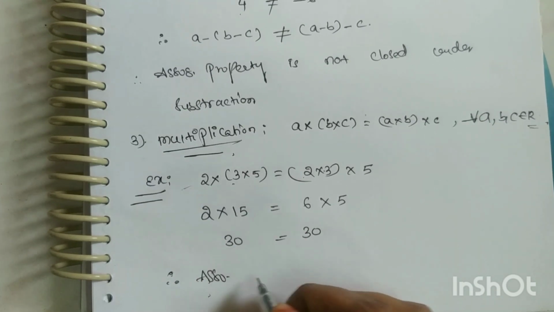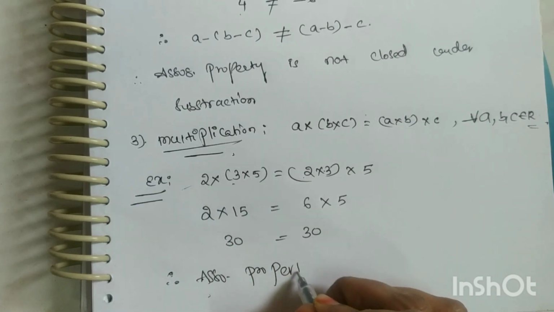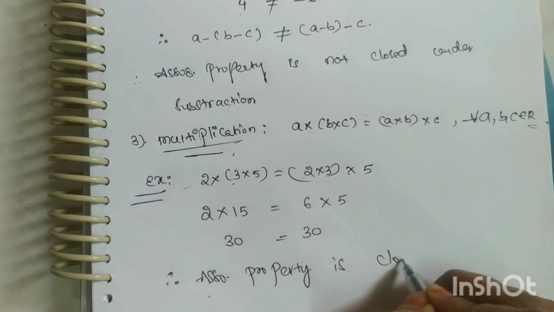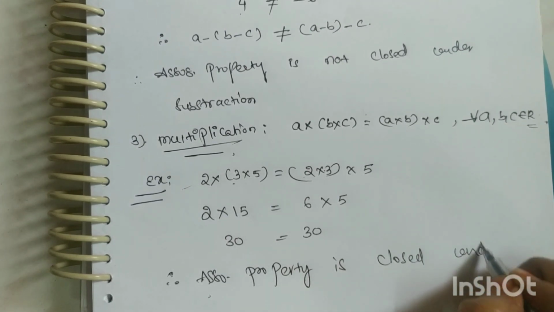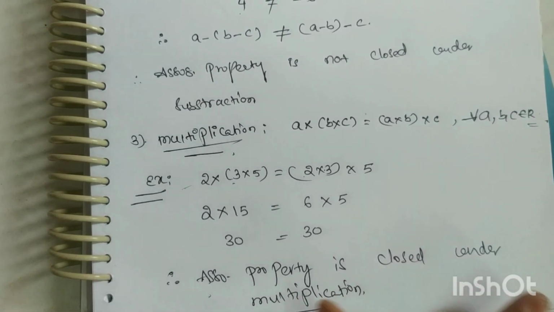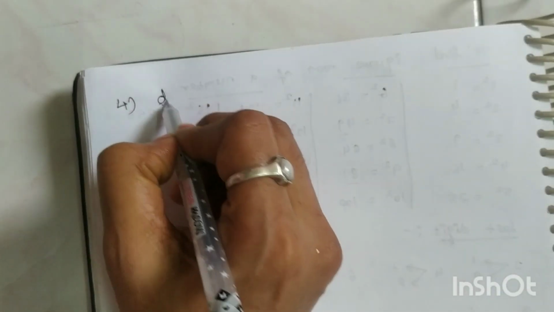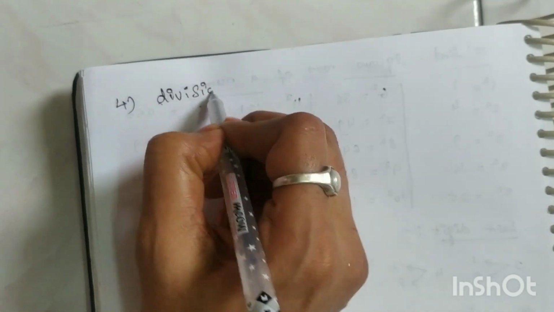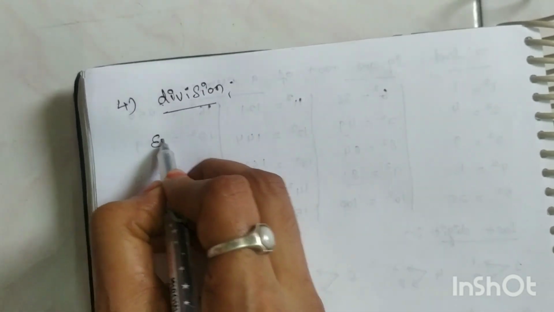So associative property is closed under multiplication. So next one is division. Next, number 4, the division property. Number 4 is division. Let us see one example.